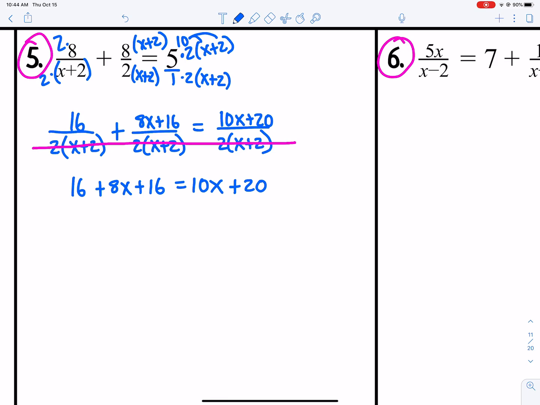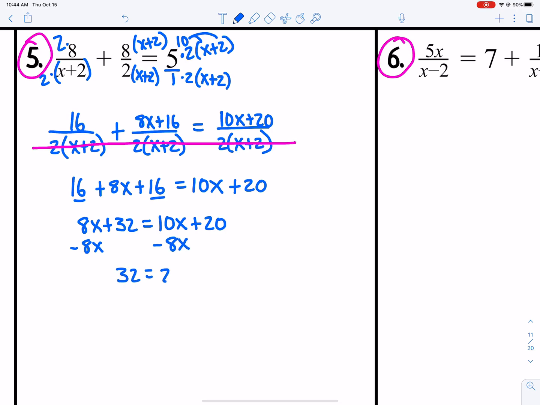So I have 16 plus 8x plus 16. So that would be 8x plus 32, because 16 and 16 are constants. We can add those together. And then we have 10x plus 20 on the right. So I'm going to subtract 8x from both sides, and I get 32 equals 2x plus 20. Let's subtract 20. So we get 12 equals 2x, and then just divide by 2. So I solve, and I get x equals 6.